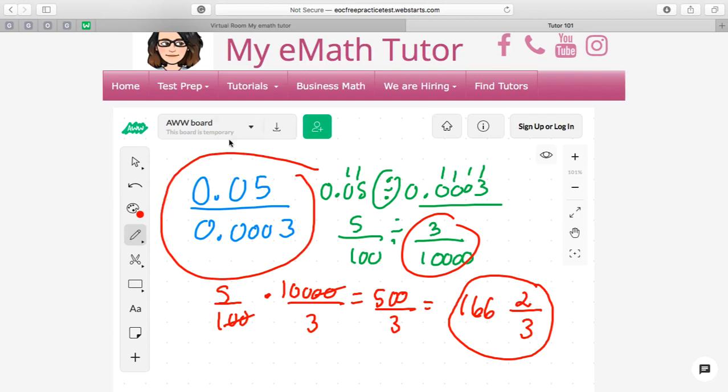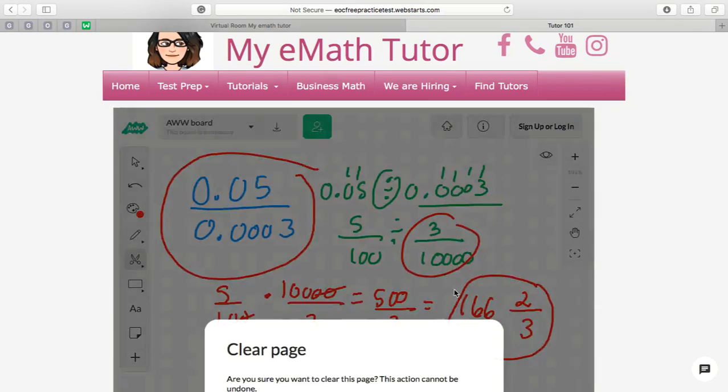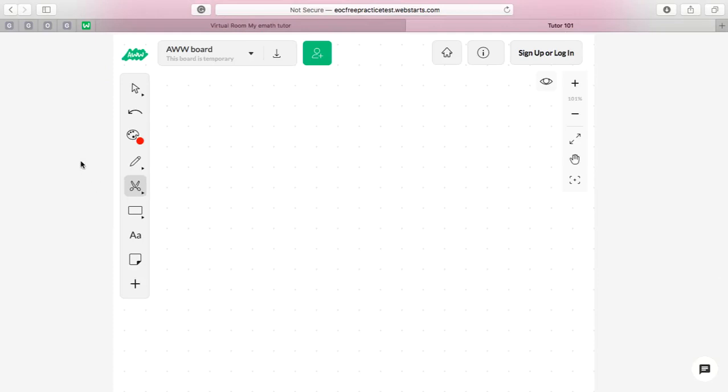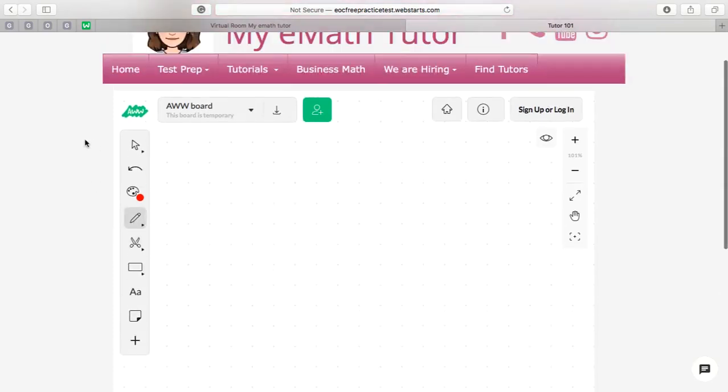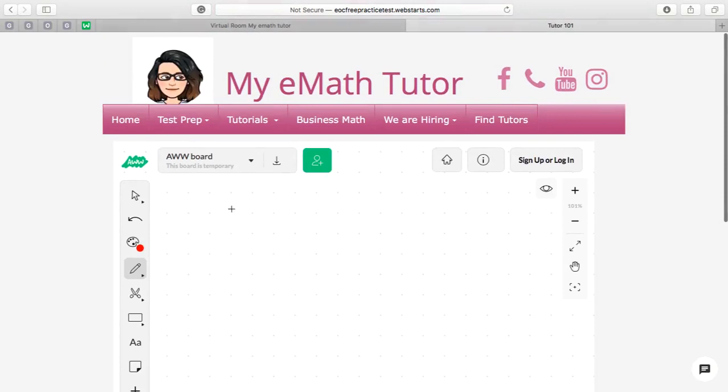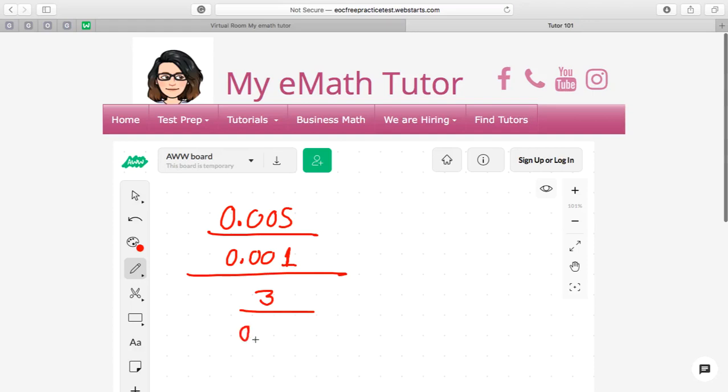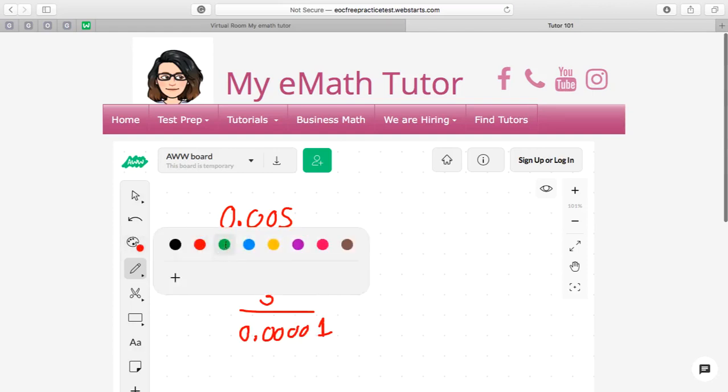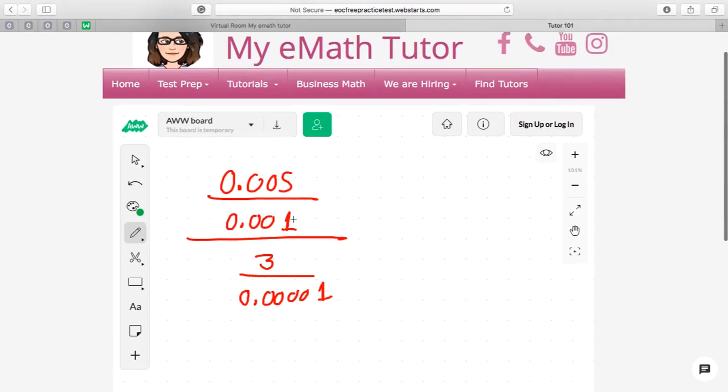Let's do another example. And let's just make it into a complex fraction. The more you play with these, the better you're going to feel. Let's just go ahead and put 0.005 on top, and then here we're going to put a 3, and here I'm going to put a 0.00001. Okay, so let's say that you have something like this. Now there are several ways of doing this type of problem, but look at this. You're going to have this on the top and this on the bottom.